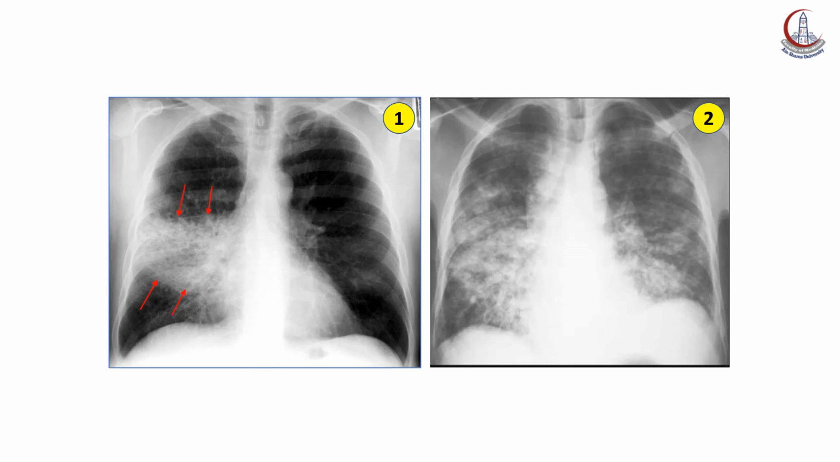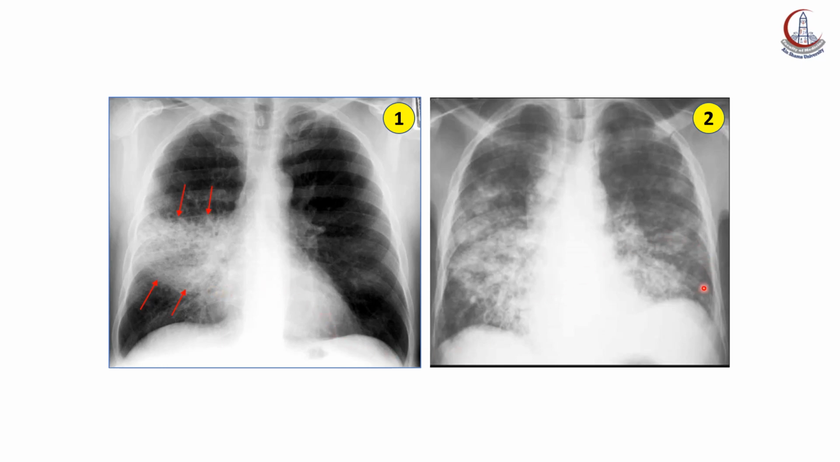The first case had consolidation on X-ray. That consolidation takes the middle lobe, the whole middle lobe showing opacity. The black color in the lung is a healthy lung containing air, while that white patch affecting the whole middle lobe is a diseased lung.